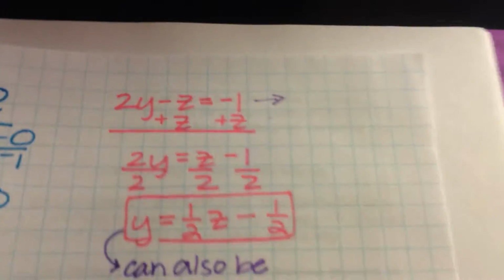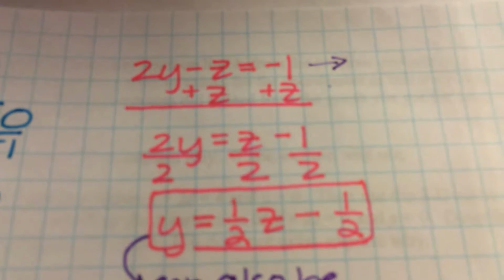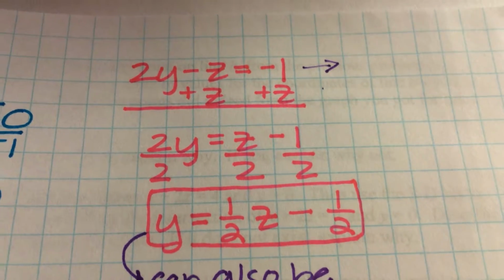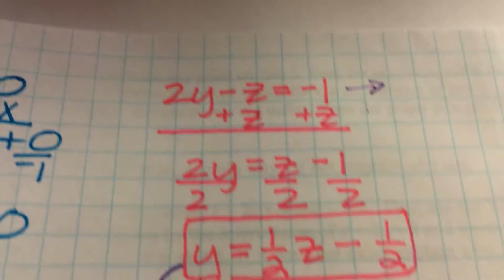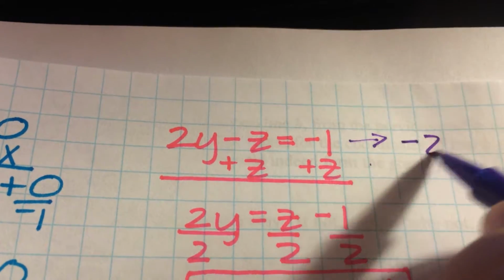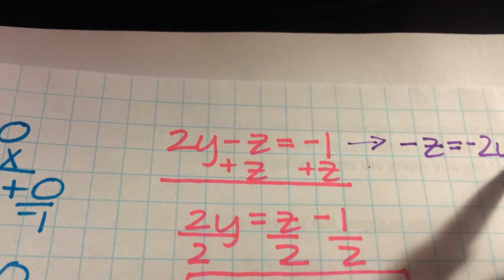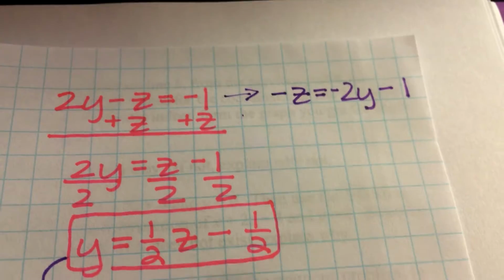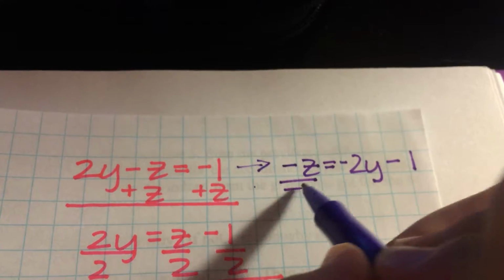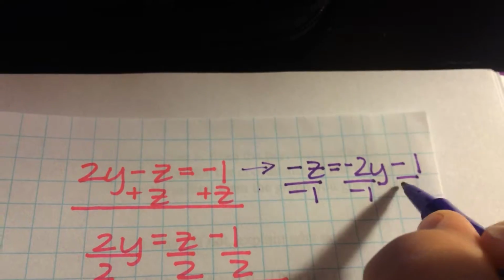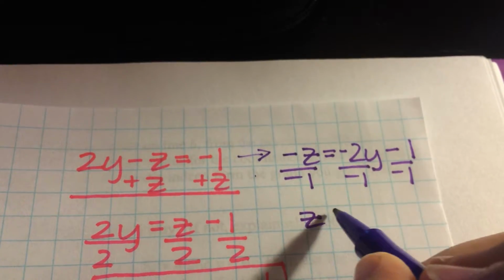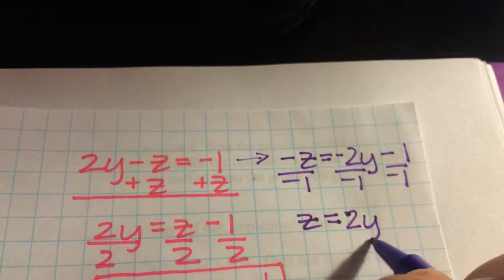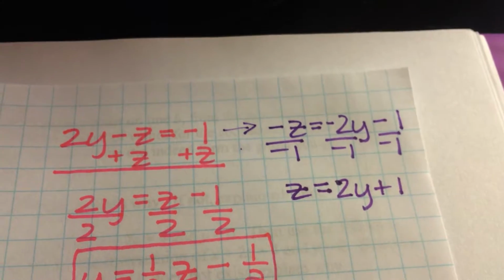So if I use this equation and I isolate for z, what I'm really going to be doing is moving the 2y over. So I'm going to have negative z equals negative 2y minus 1. And then I'm going to need to isolate that negative off and get the z by itself. So we're going to have z equals 2y plus 1.